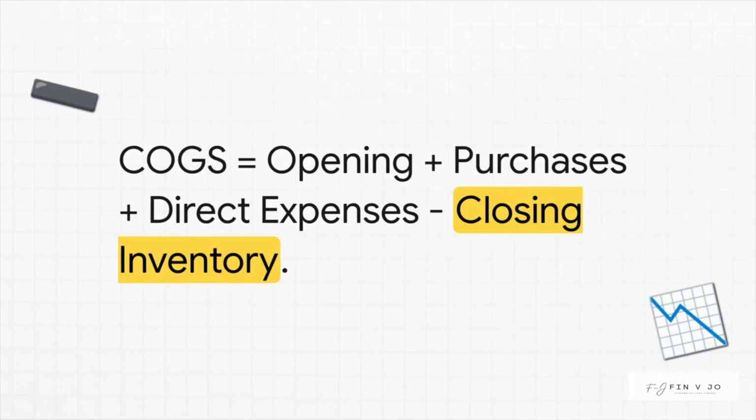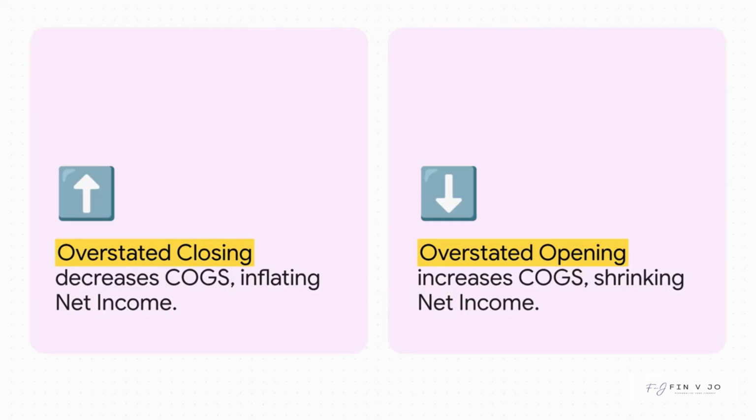What actually happens to a company's profit when these inventory counts or valuations are messed up? You have got to memorize this formula. Cost of goods sold equals opening inventory plus purchases plus direct expenses minus closing inventory. I want you to pay special attention to that last part. Closing inventory is subtracted. And here is where the trap snaps shut.